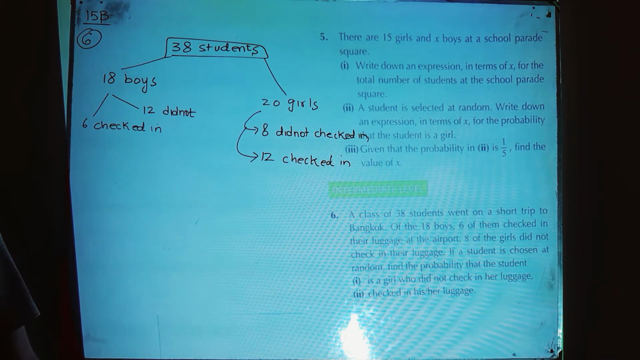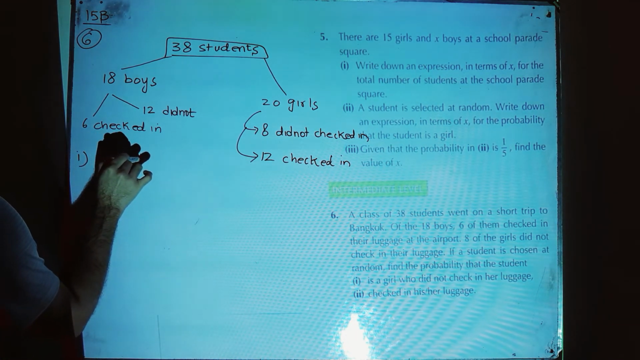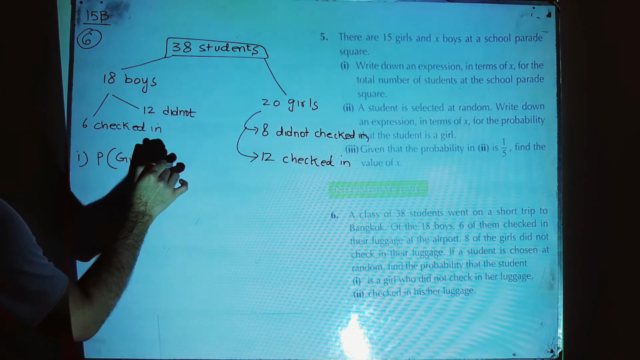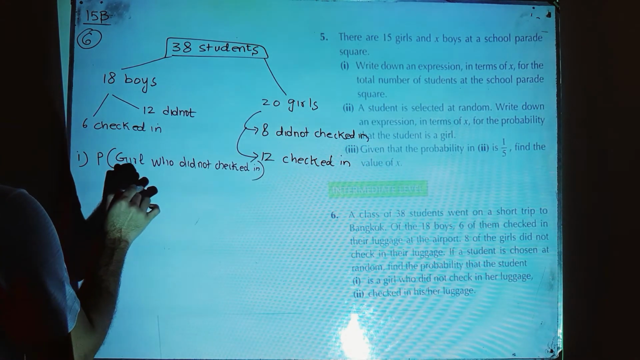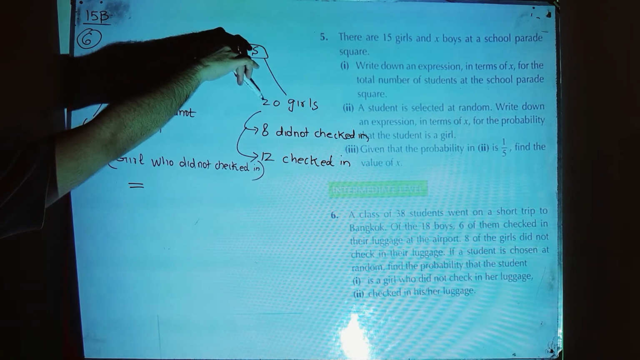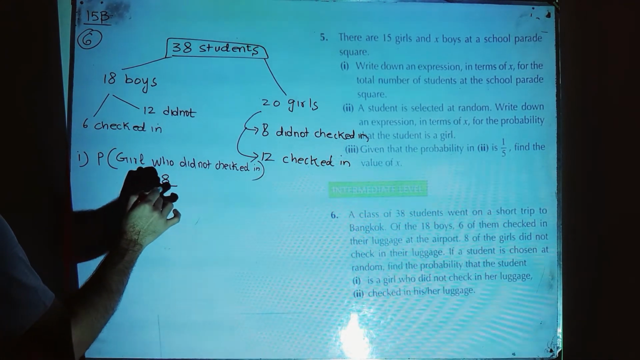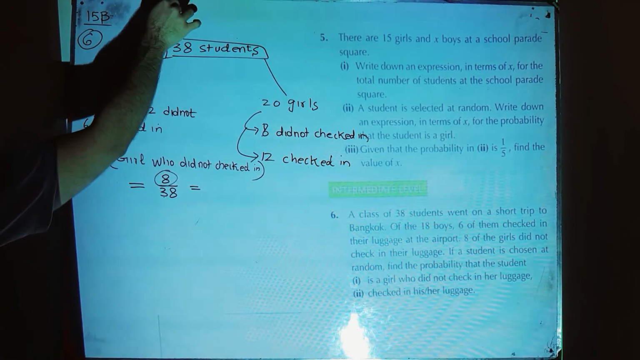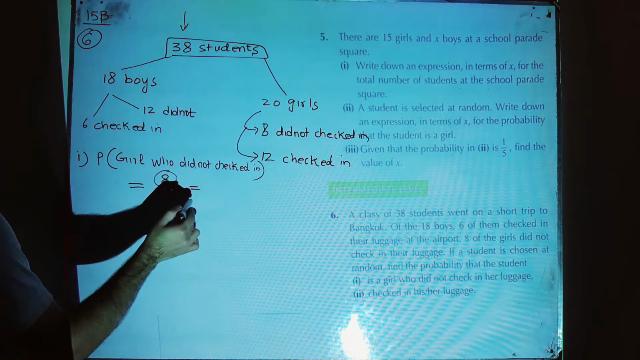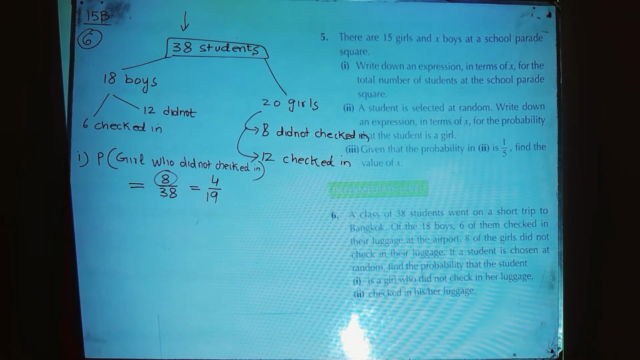If a student is chosen at random, part 1 says you have to find the probability that the student is a girl who did not check in their luggage. That is where the number of girls is 20. How many didn't check in? 8, while the total number of students is 38. This is your favorable outcomes, the girls who didn't check in, divided by the total number of outcomes, which is the total students, boys and girls. You can simplify it to 4 times 8 over 19 times 38. So this is exercise 15B, question number 6, part number 1, 4 by 19 is the answer.